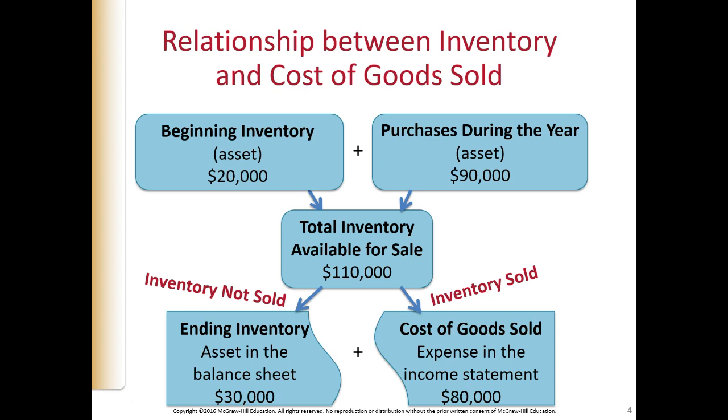So let's go back to the beginning. Your cost of inventory you had before the year started, $20,000. You purchased 90. That totals to 110. Now the 110 has to go somewhere. As accountants, we have to account for every penny. So that has to go someplace, and it's ending up in either ending inventory on the left or cost of goods sold on the right. So those two must total. In other words, the $30,000 in ending inventory and the $80,000 in cost of goods sold must total the total inventory available for sale amount of $110,000.